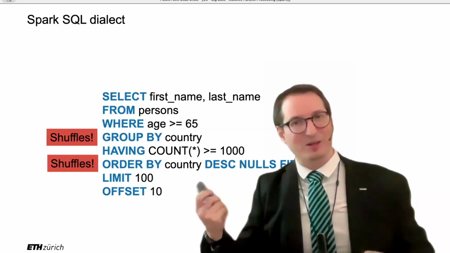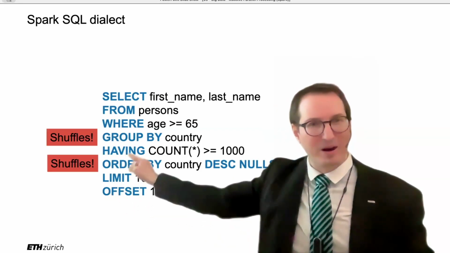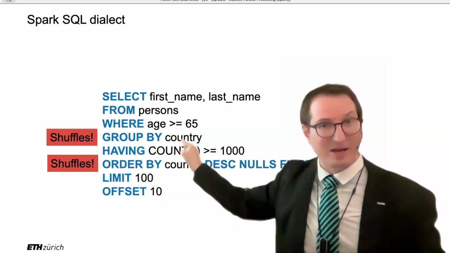Getting back to pre-partitioning, I wanted to mention this because that's an example where I have a group by and an order by on the same key.